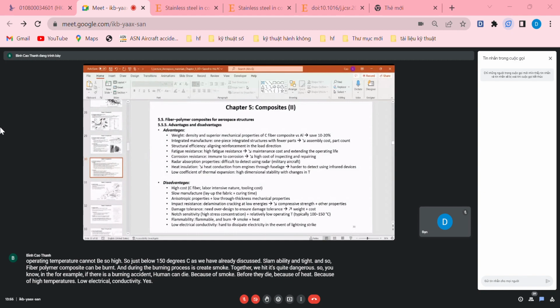Low electrical conductivity, which means that it's hard to dissipate electricity in the event of a lightning strike. So an airplane is in the air, and there is a lightning strike on the airplane. For the fiber polymer composite, we have difficulty in terms of the dissipation of the electricity.